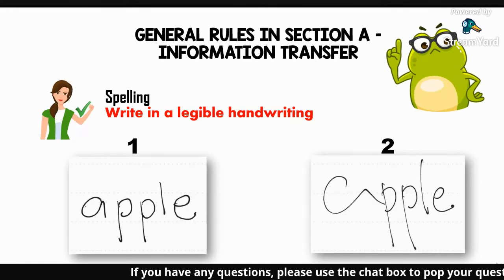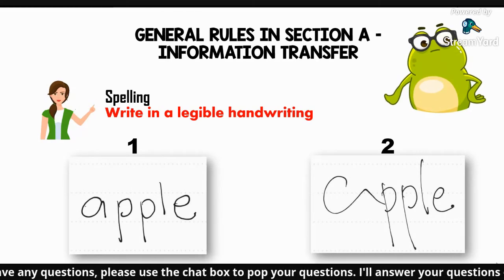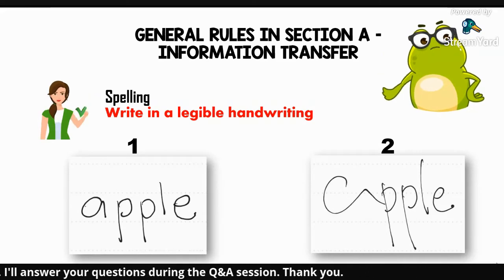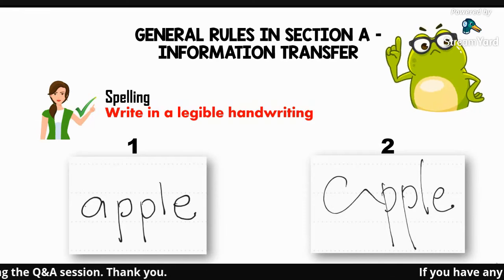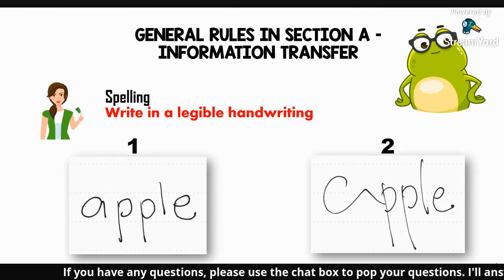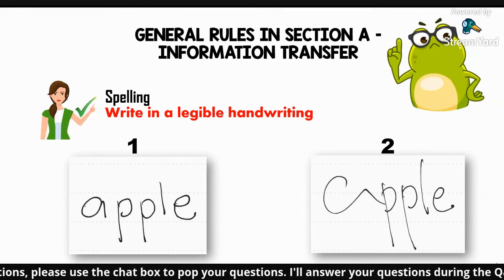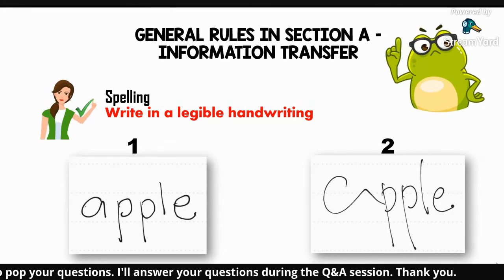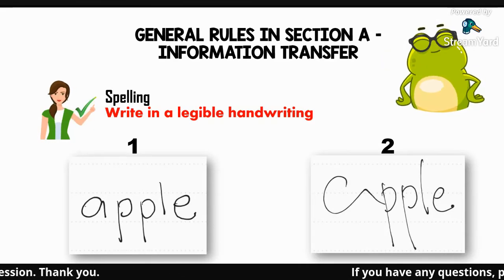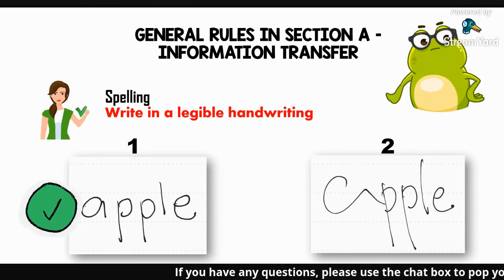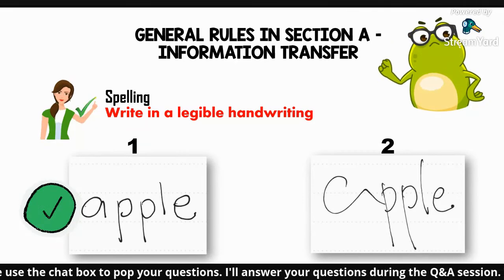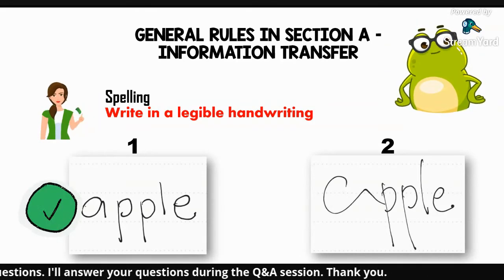If you look at this, there are two types of handwriting of the same word, the word apple. Which one is the one that you can actually read? Which one do you understand better? Is it picture number 1 or picture number 2? Which one do you think it is? Come on, tell me. You're correct. Picture number 1 is correct. It's visible. You can actually see the word, compared to picture number 2.